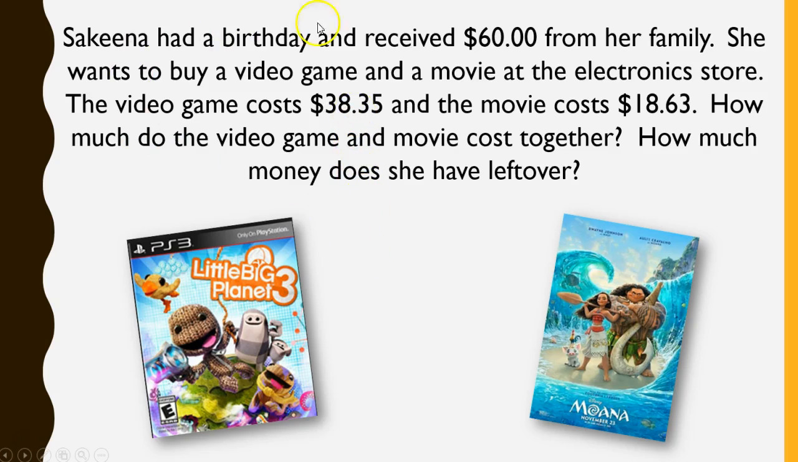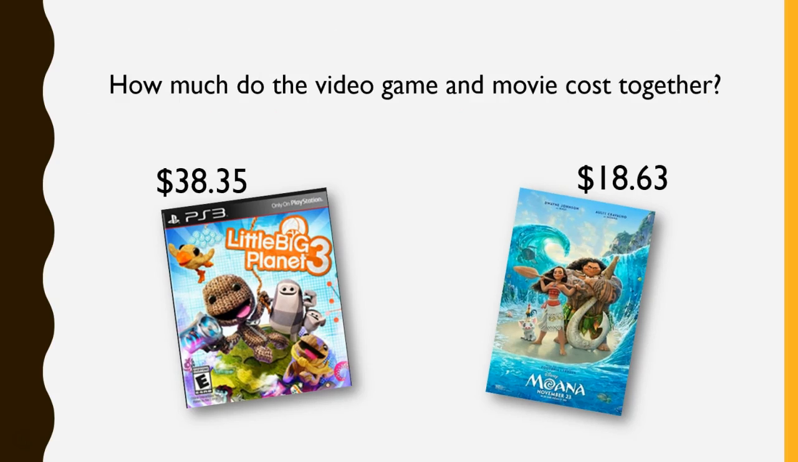Okay, so this looks like a really big paragraph, but it just has 2 simple questions. The first one says, how much do the video game and the movie cost together? So we're going to do that one first. So here's our question, and here's how much each of these things cost. So what are we supposed to do with those 2 numbers? Well, our key word here is together, right? Together means we're going to put them together. We're going to add them.